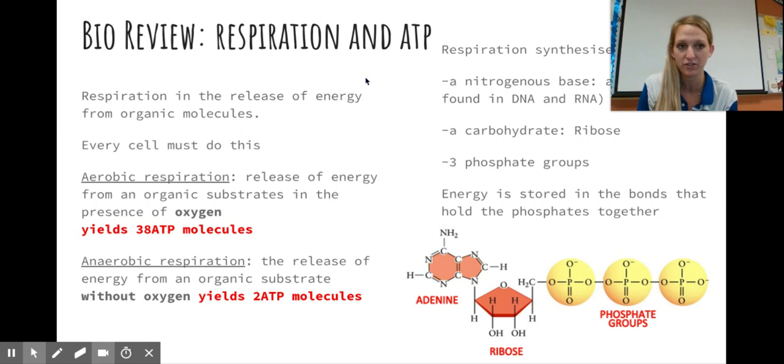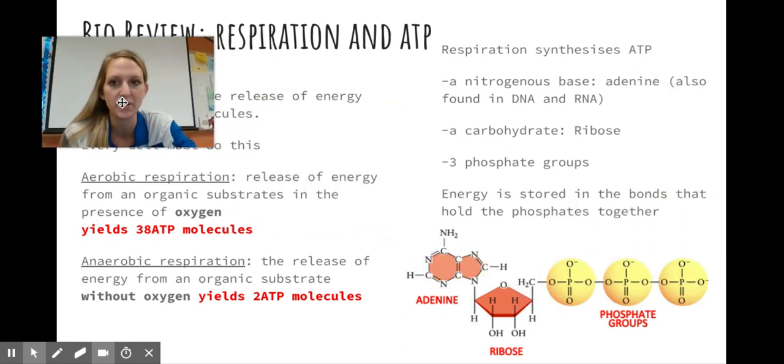or 38 ATP molecules. In anaerobic respiration, the cell can only go through glycolysis, which is the breakdown of glucose, but it's not complete. You only yield 2 ATP molecules. So your body can produce energy whenever it's really low on oxygen, but it's not going to yield as much.